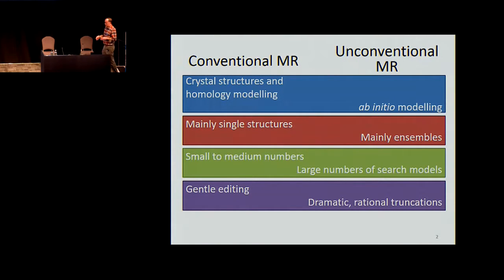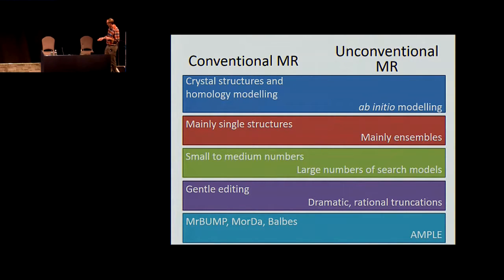As Ronan was mentioning, it's not unusual, the idea of editing a crystal structure before you try and solve your target with it. But generally you would restrict yourself to trimming a few loops here and there, losing a few side chains. What we do with AMPLE is much more dramatic editing, sometimes even down to 10% of your starting structure. And what we find quite regularly is that kind of dramatic editing is really required for success. So we go beyond the kind of manual, gentle editing that's conventional.